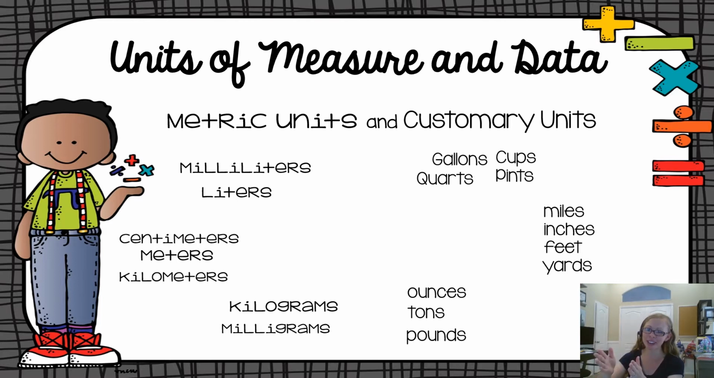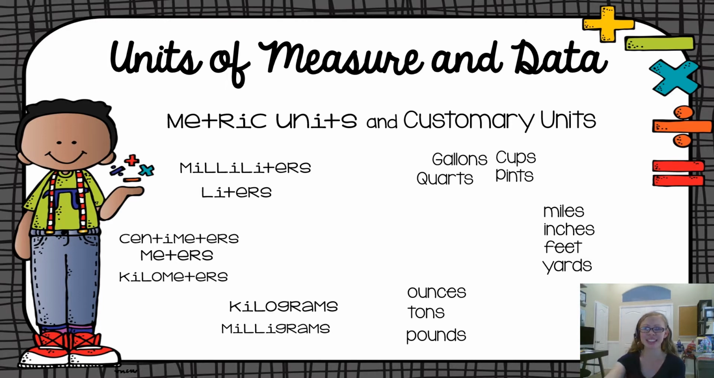On the US customary side, those are the units that we use here in the United States. Metric, most of the other countries around the world use. That's why it's important for us to know those as well. And US customary units here in the United States, as we measure units of liquids, we're going to use things like gallons, cups, quarts, and pints. When we are measuring distance, height, or length, that's where we're talking miles, inches, feet, and yards. And then when we are doing weight or mass, ounces, tons, and pounds.